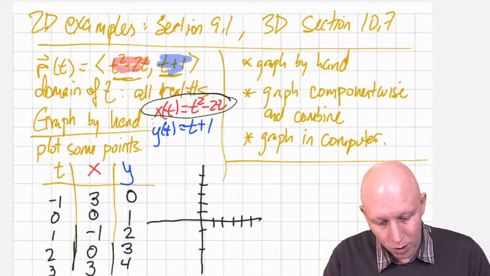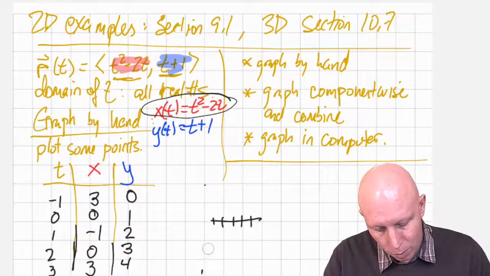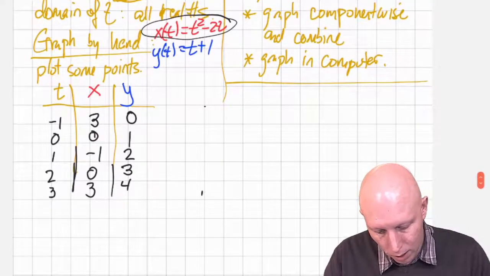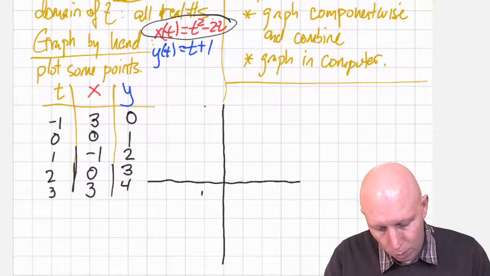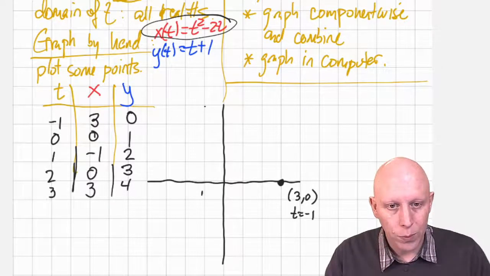Actually, here's what I'm really going to do. Let me start over. I'm going to expand the size of this, and then I can put everything in here. So t equals negative 1, we get 3 comma 0. So this is 3 comma 0, and this is at t is equal to negative 1.